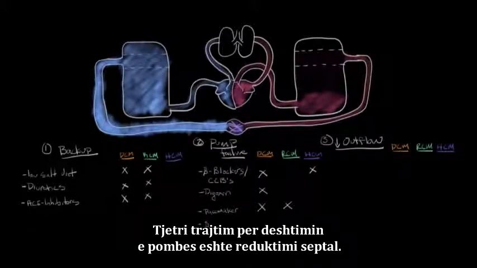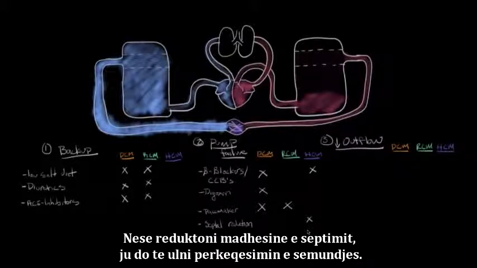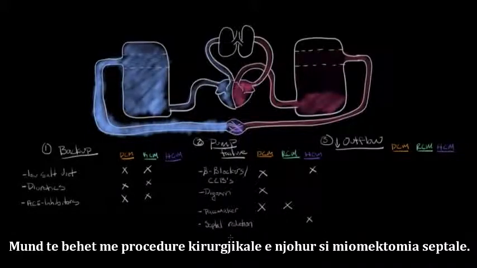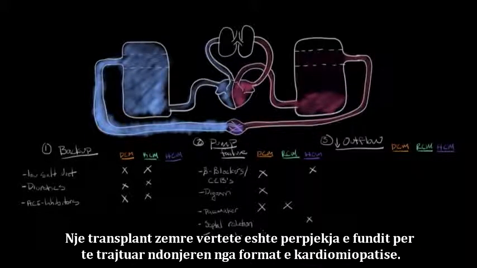And the next treatment of the pump failure is something known as septal reduction. And septal reduction is only used for hypertrophic cardiomyopathy because hypertrophic cardiomyopathy is caused by this asymmetric enlargement of the ventricular septum. And if you reduce the size of the septum, you decrease the severity of disease. Or it can be done surgically through a procedure known as a septal myomectomy. And the last treatment for pump failure is a transplant. And so a heart transplant is really a last-ditch effort to treat any of the forms of cardiomyopathy.